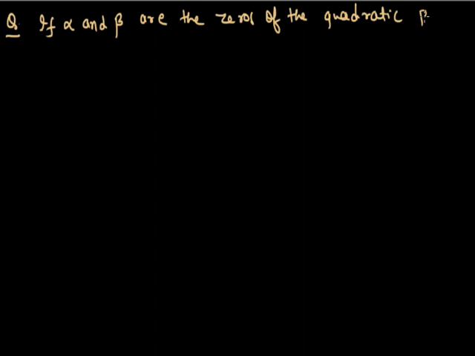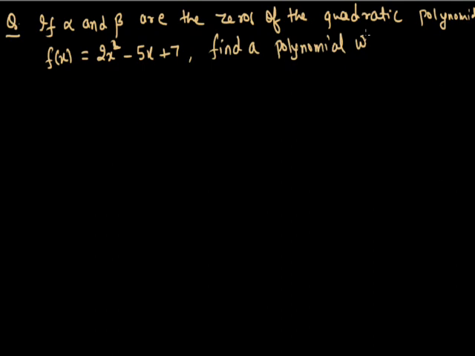If alpha and beta are the zeros of the quadratic polynomial f(x) equal to 2x square minus 5x plus 7, find the polynomial whose zeros are 2 alpha plus 3 beta and 3 alpha plus 2 beta.